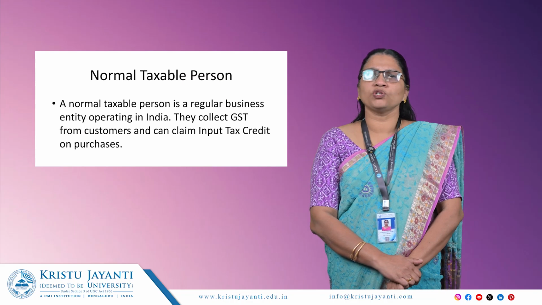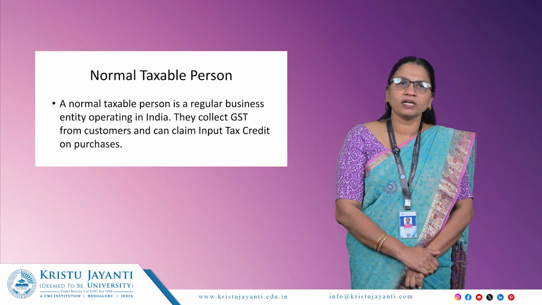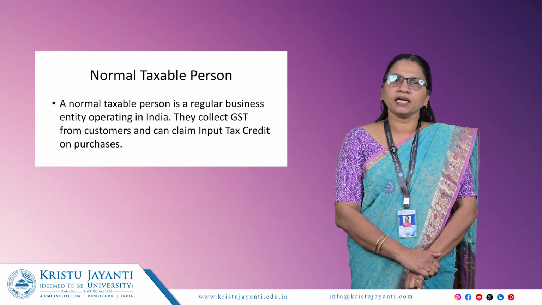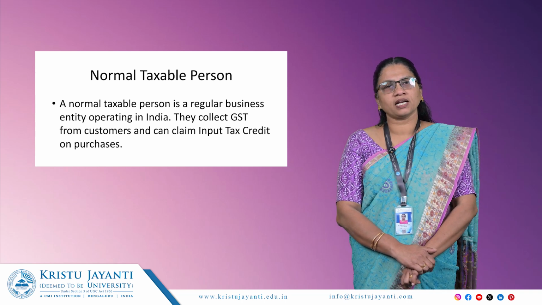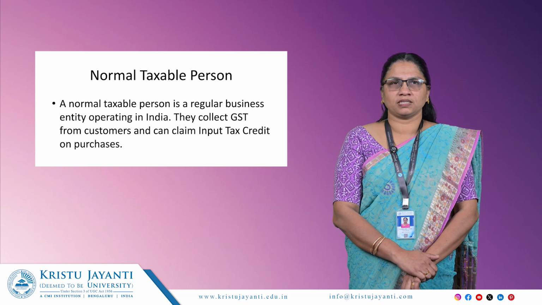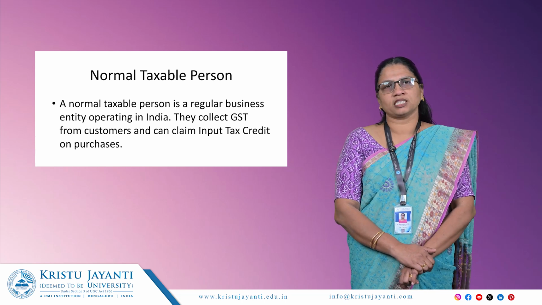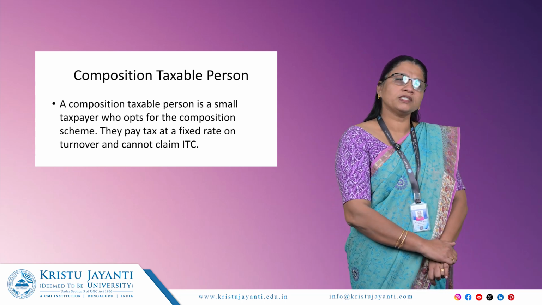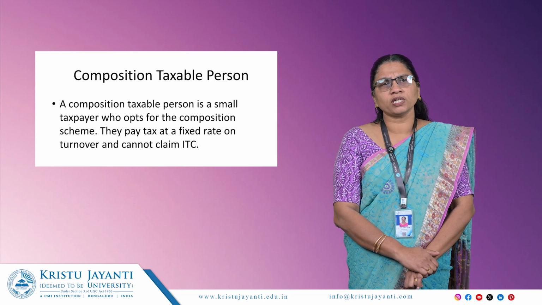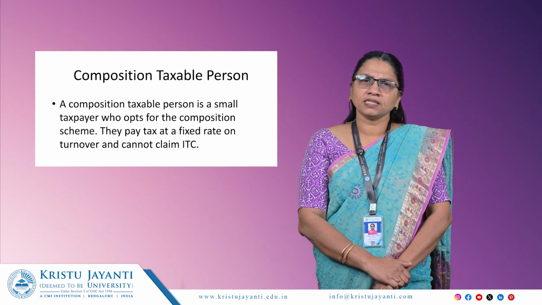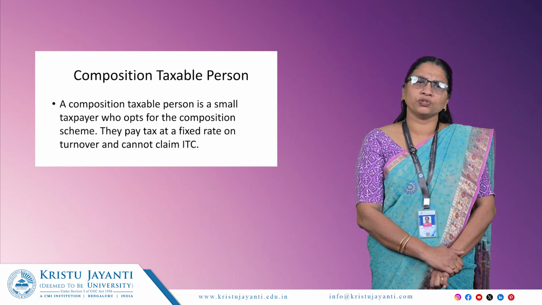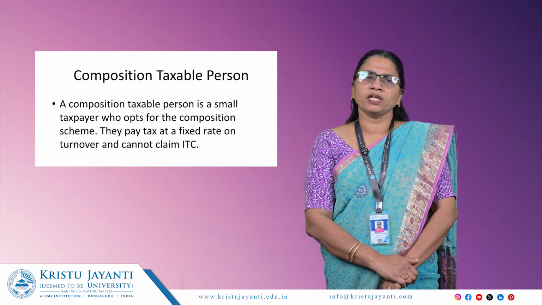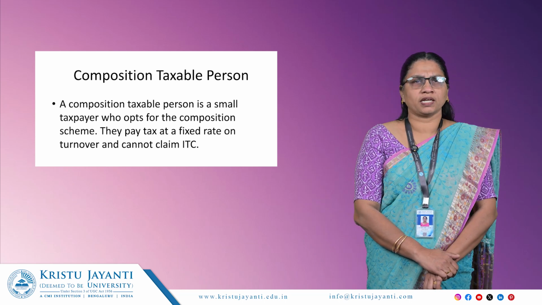The next category is normal taxable person. Who is a normal taxable person? He is a regular business entity operating in India. They collect GST from customers and can claim input tax credit on purchases. So these come under normal taxable person. And composite taxable person. Who is a composite taxable person? He is a small taxpayer who opts for the composition scheme. They pay tax at a fixed rate, normally 1% on their turnover, and they have no right to claim input tax credit. And also they are not able to issue a tax invoice regarding their transactions.